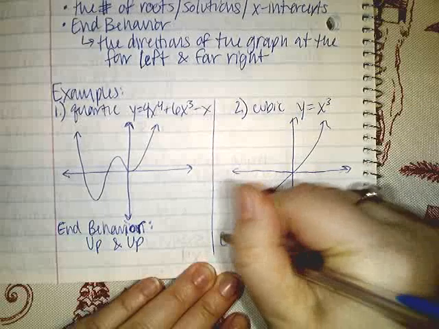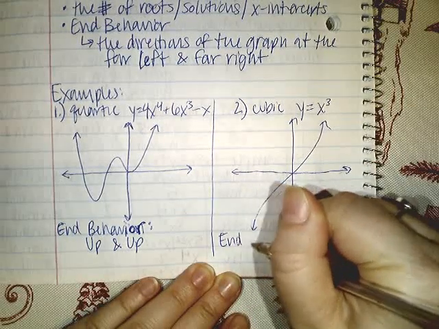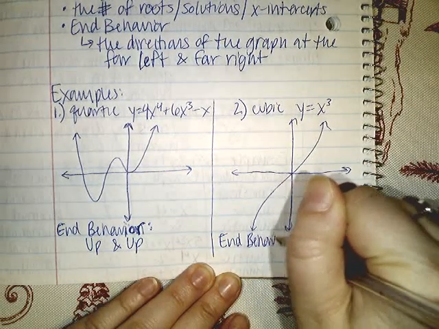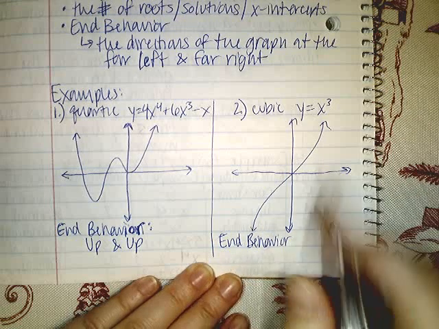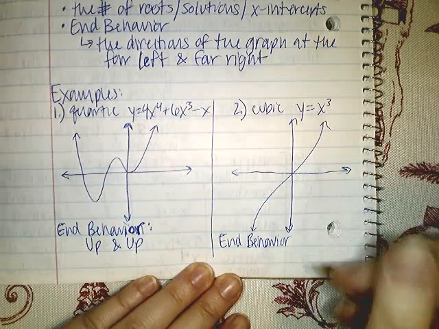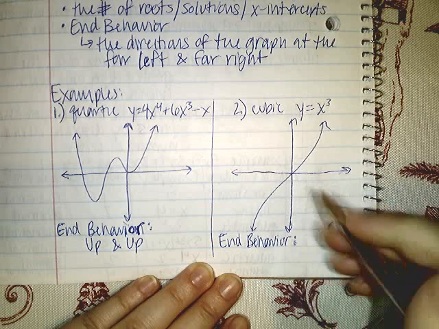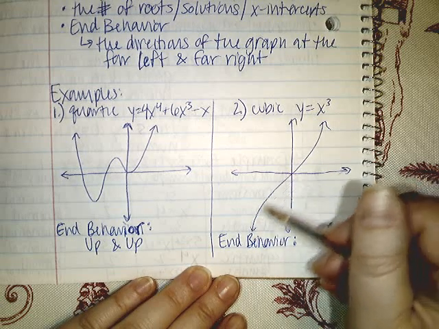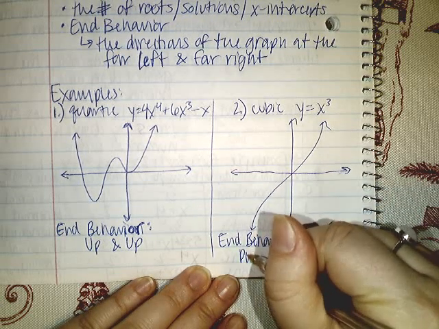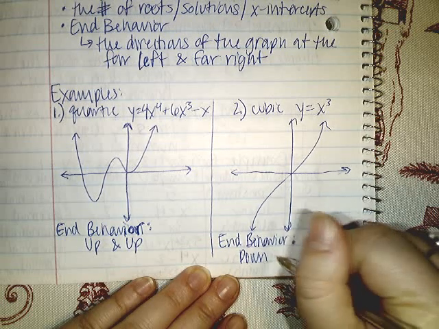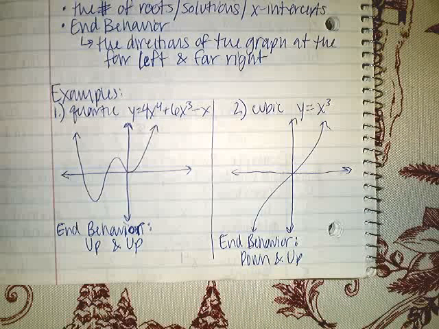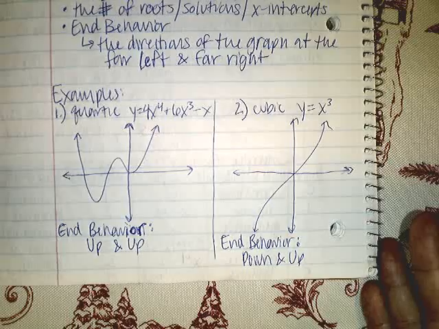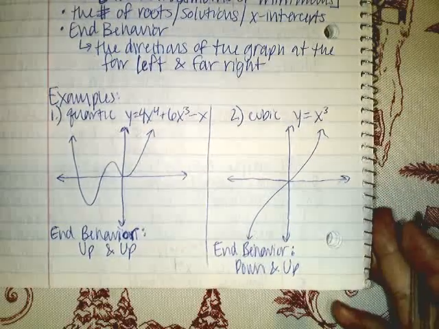If I look at the next one, this time we have a cubic function, or cubic monomial, I should say. Our end behavior here, if I look at the left side, it's actually going down this time. So my end behavior would be down on the left and up on the right. So it's down and up for my end behavior for that example. I'm going to flip the page again.